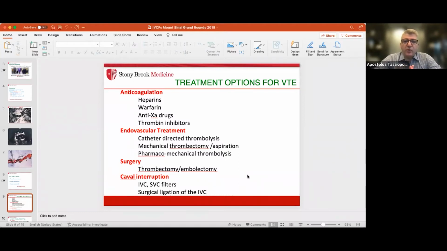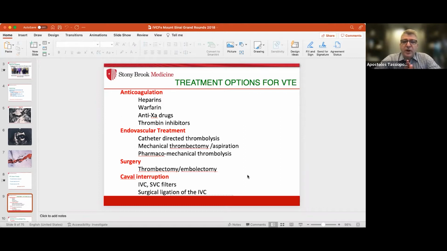Interventional treatment in the form of endovascular interventions are catheter-directed thrombolysis, mechanical thrombectomy or aspiration, and then a combination of them, the pharmacomechanical thrombolysis. The reason for reverting to these types of therapy are in younger people to prevent organization of the thrombus, obstructive phenomena, and transition to post-thrombotic syndrome, or sometimes in rare occasions when the patient's limb is threatened by phlegmasia, then endovascular treatment or surgery in the form of thrombectomy and embolectomy are required.